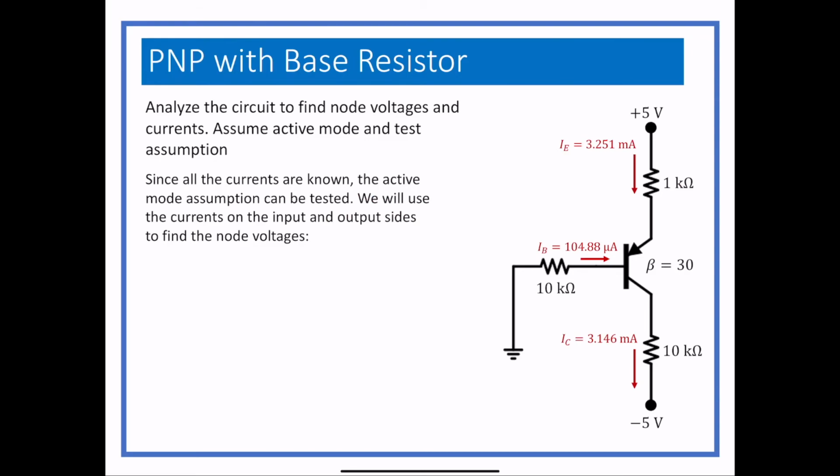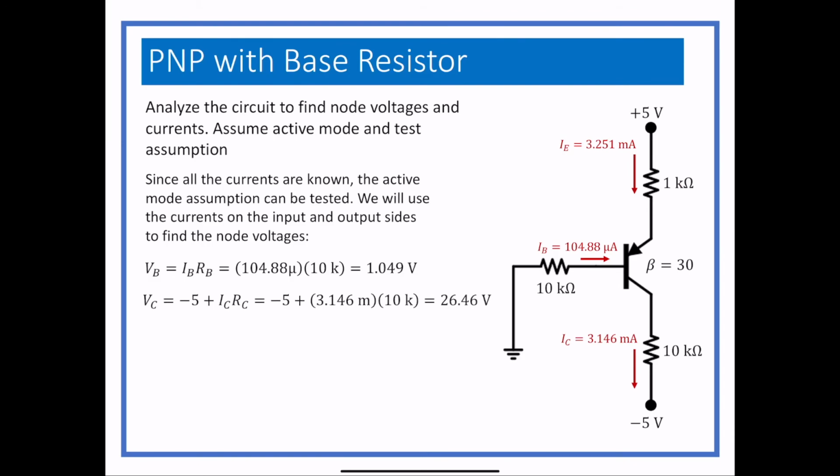So now we've got the currents and we've assumed the transistor's in active mode. So now what we're going to do is just test and find the node voltages. And if the node voltages don't work, then we know the transistor's not in active mode. So we can get a value for VB, just taking IB times RB. And when we do that, we get 1.049 volts. And that's not particularly helpful because that could or could not be a valid value. For VC, we have minus 5 plus ICRC, and that is definitely a problem.